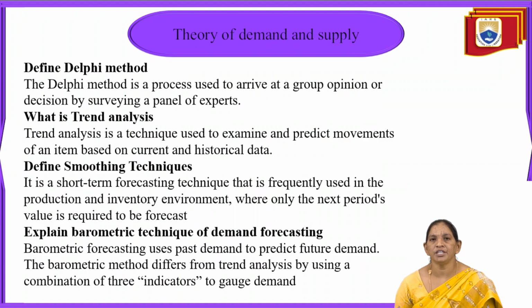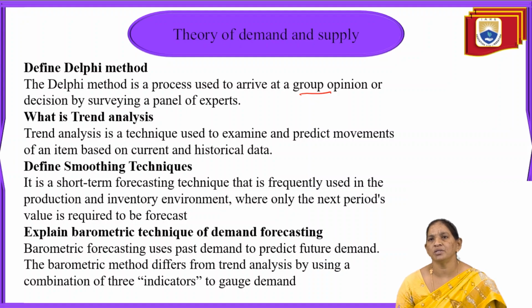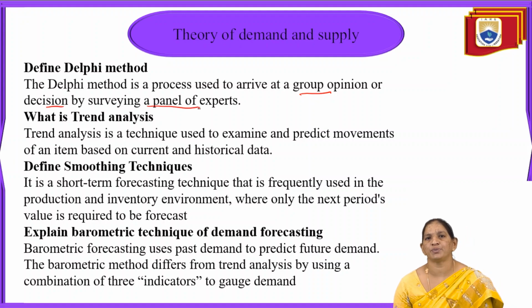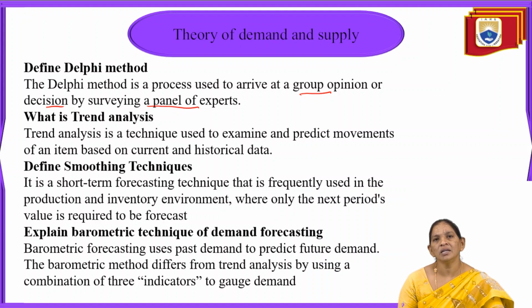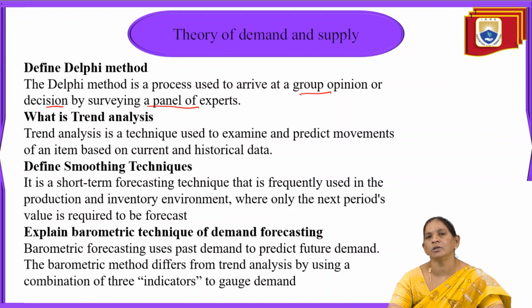Next, the Delphi method. Define the Delphi method. The Delphi method is a process used to arrive at a group opinion, means collecting the opinions or decisions of a group of people by surveying a panel of experts. Relating to any product, a group of people is involved to study the different analyses and exhibit their opinions relating to the product, services, or any sort of problem. When a group of experts gives their opinion relating to the product, demand, or services, that analysis we'll call the Delphi method.